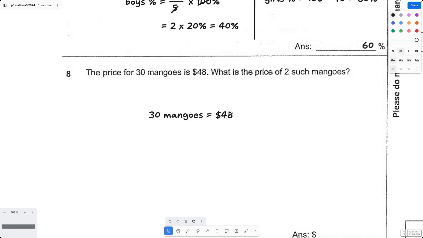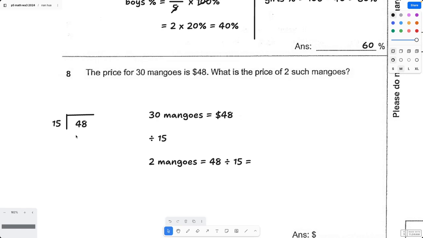Then what we're going to do is in this case, how do we get 2 mangoes? Right. So to get 2 mangoes, we need to basically divide 30 by 15, right? So 30 to 2 mangoes is divided by 15. So that means this also for the 48, we also need to, in a way, divide by 15. Okay. So let's do the working for this.